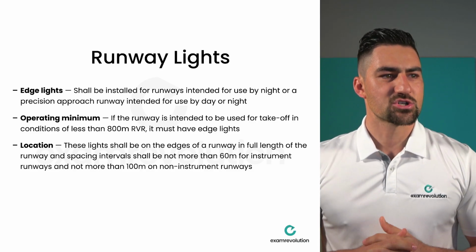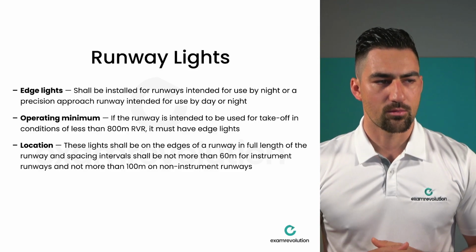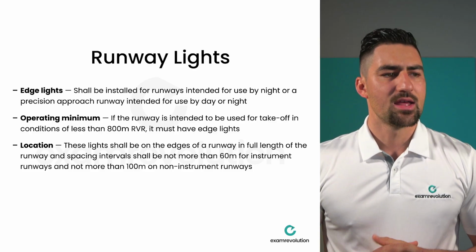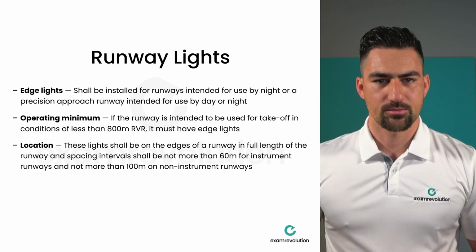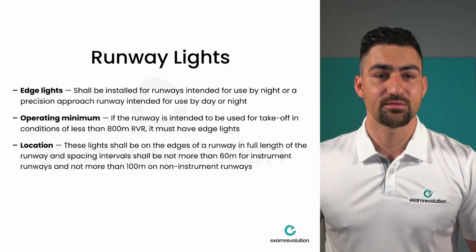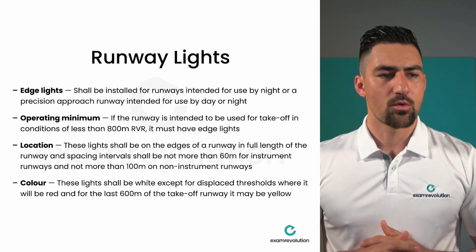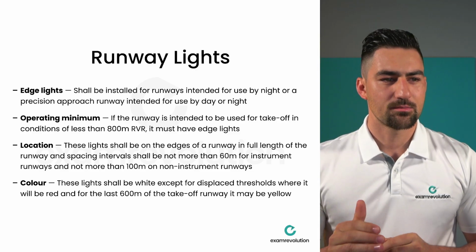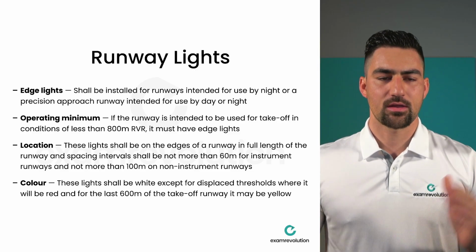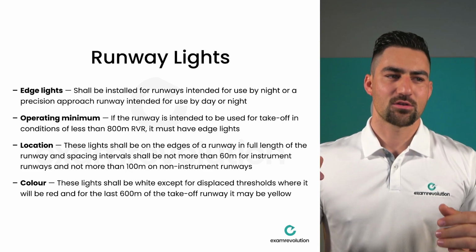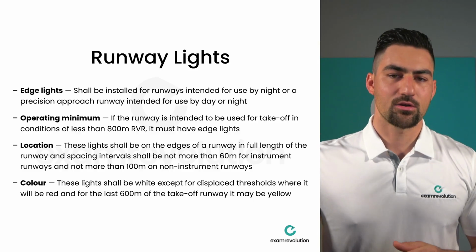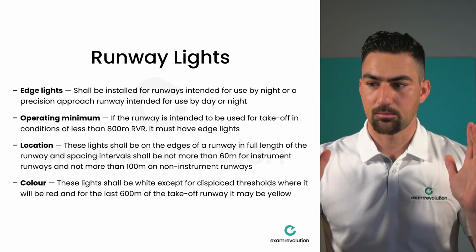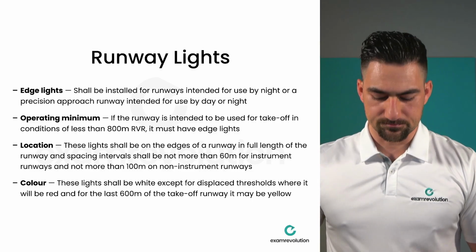Then the location, these lights shall be on the edges of a runway in full length of the runway, and spacing intervals shall be not more than 60 meters for an instrument runway and not more than 100 meters on non-instrument runways. So that's the maximum distance that you can have between edge lights. Then the color of the light shall be white except for displaced thresholds where it will be red, and for the last 600 meters of the takeoff runway it may be yellow. So then they just change the color of the edge light so that you can see you're nearing the end of the runway. So typically the last 600 meters of the runway, they change the edge lights from white to yellow so that the pilot can see, oops, I'm starting to approach the end of the runway.